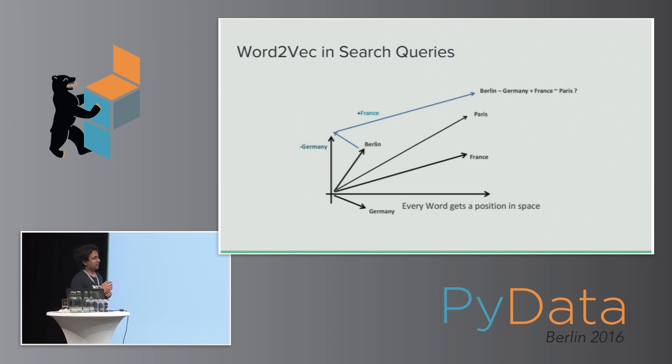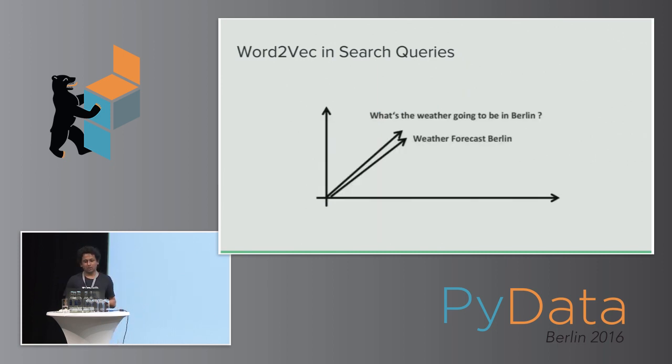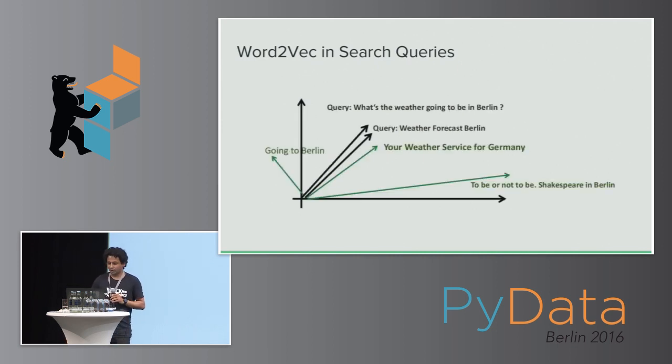We all know that. We have seen these kinds of slides a million times, but what happens with search queries? With Google now or Siri, you are looking for something like this: what's the weather going to be in Berlin? Or weather forecast of Berlin? And what do you get? You get your weather service for Germany. You don't get things about going to Berlin or about Shakespeare in Berlin. And I think Google is changing now. If you're looking for queries like this, it understands what you're exactly looking for and gives you appropriate results.